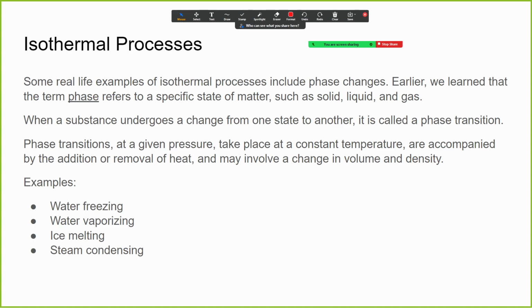So phase transitions at a given pressure take place at a constant temperature, are accompanied by the addition or removal of heat, and may also involve a change in volume and density. If we think about water freezing, water vaporizing, ice melting, or steam condensing, those are a couple of phase transitions of water specifically. Ice cubes, for example, float in water, therefore ice must be less dense than water, and that's a really good way of looking at a change in density as you undergo a phase transition.